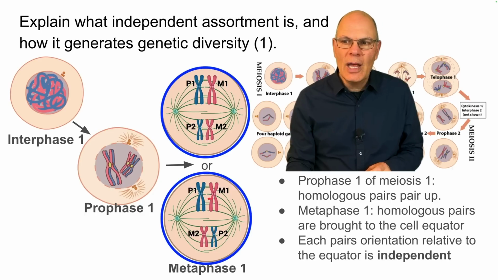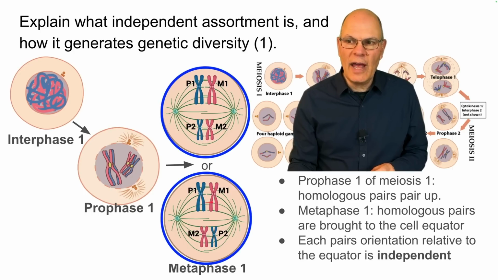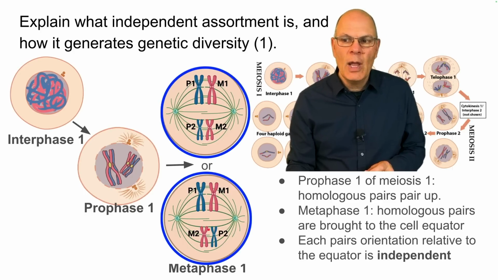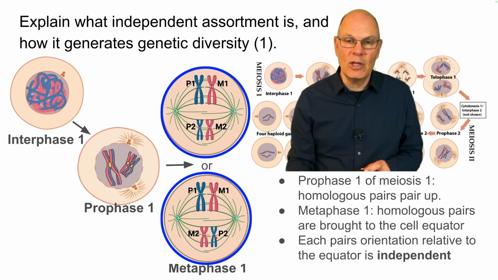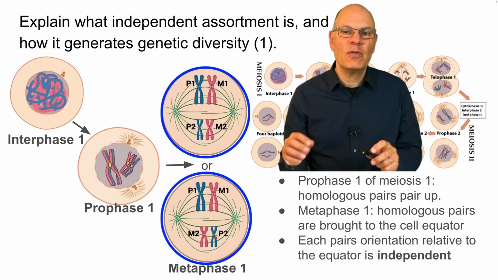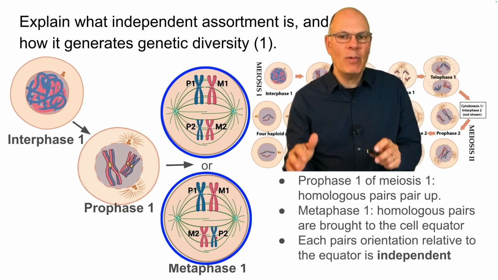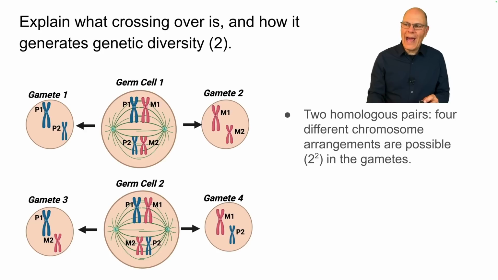It's equally possible that you could have this arrangement versus this arrangement, whereas you have paternal chromosome 1 on the left, maternal chromosome 1 on the right, whereas maternal chromosome 2 is on the left and paternal chromosome 2 is on the right. It's as random as flipping a coin, and that randomness is essential. What happens is that with two homologous pairs, 4 different chromosome arrangements are possible. That's 2 squared in the gametes.